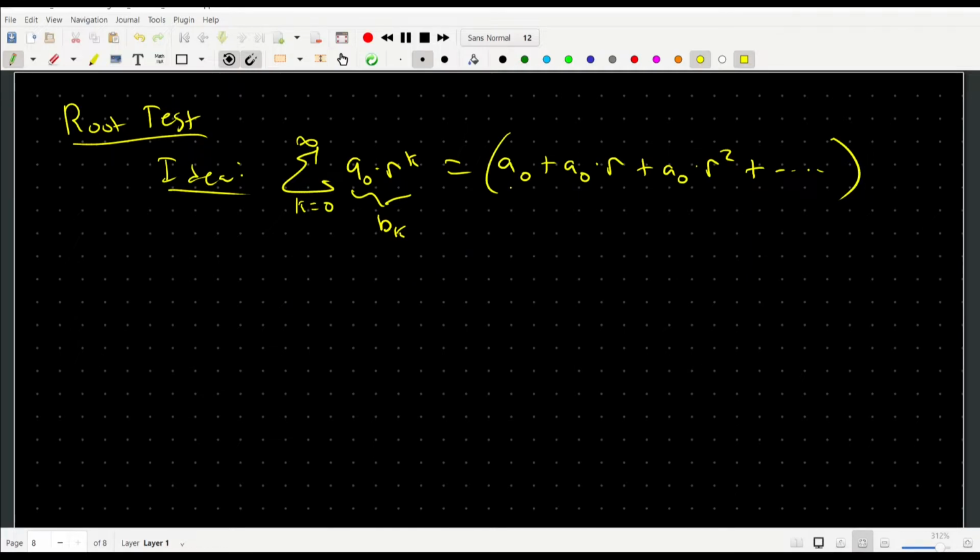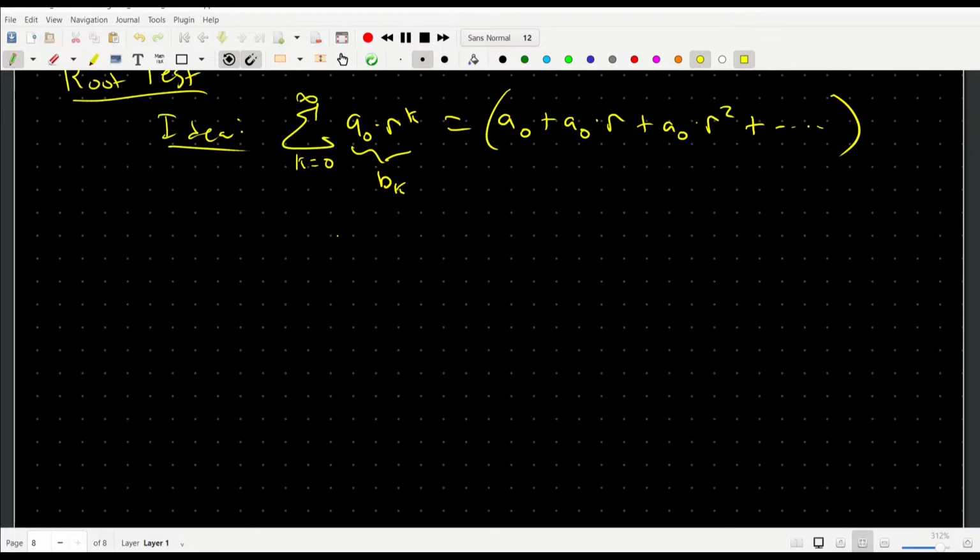If instead of looking at the ratio of subsequent terms, which we looked at last time, we look at the kth root of the absolute value of the kth term of this series, the kth root of b_k, for large values of k, this is going to behave in a very special way.